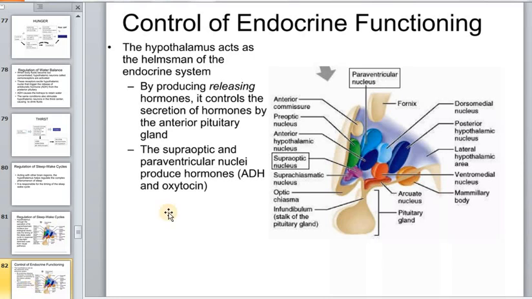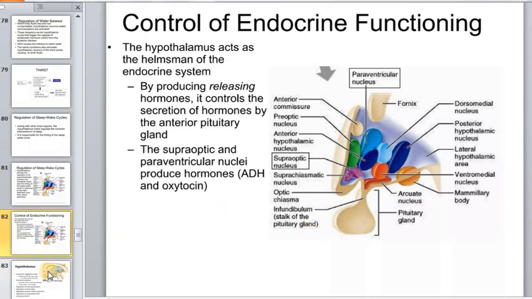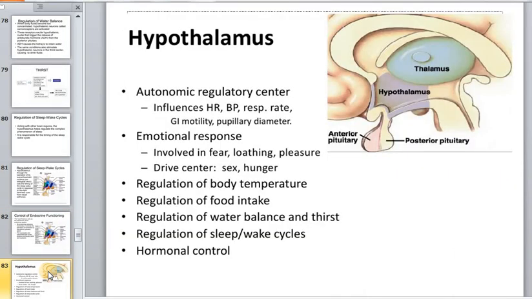And the hypothalamus acts as the master of the endocrine system by producing releasing hormones. It controls the secretion of the different hormones of the body's special glands. And the supraoptic and paraventricular nuclei produce special hormones, antidiuretic hormone and oxytocin, but do not release them into the blood, they just move them to the pituitary gland, and these hormones move into the blood from this part of the brain. But we will study this next semester.